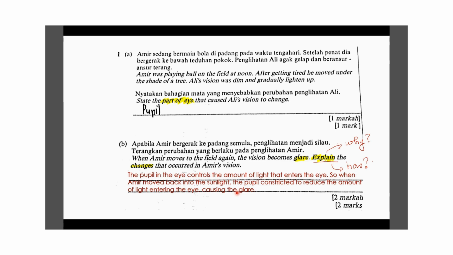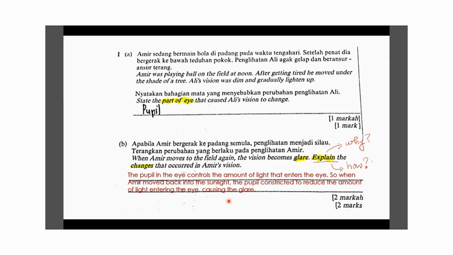So a few things I want to indicate here is number one, I gave an explanation on how the pupil reacted to the change in the scenario from moving from a dim area to a brighter area. The pupil constricted, so I explained how it happened, and then I also gave a reason to why did it constrict, to reduce the amount of light entering the eye. So this is my explanation. So I have my how, which is the constriction of the pupil, and then I have my why, which is to reduce the amount of light that enters the eye, and that is what's causing the glare, right?